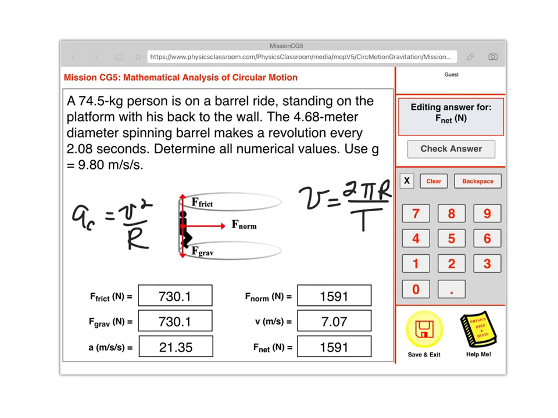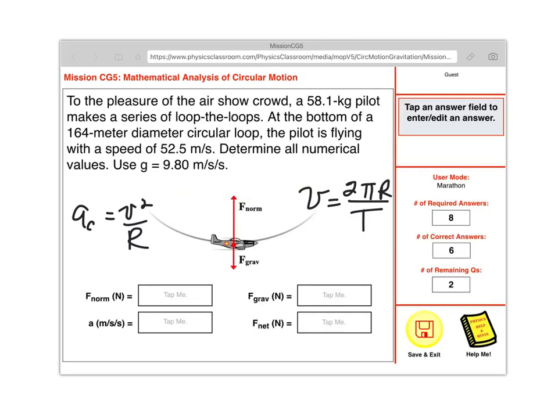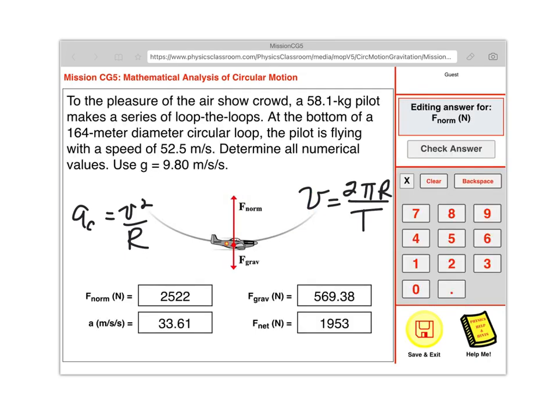Anyway, let's hope all those multiple calculations are correct. Good. Okay, we saw this one before, but I'll redo it. So we've got the m times g. That's the weight of the pilot.